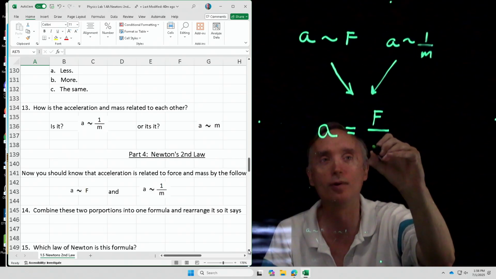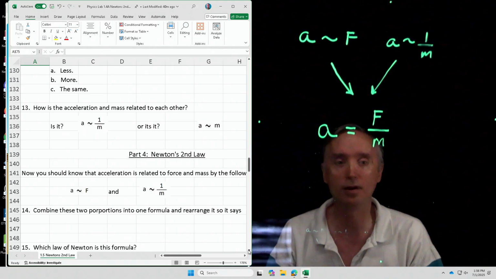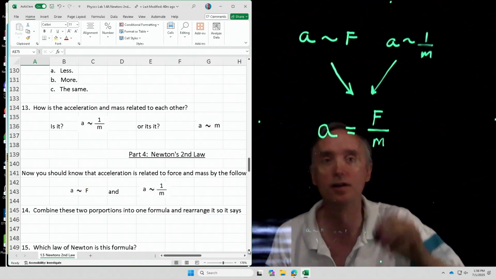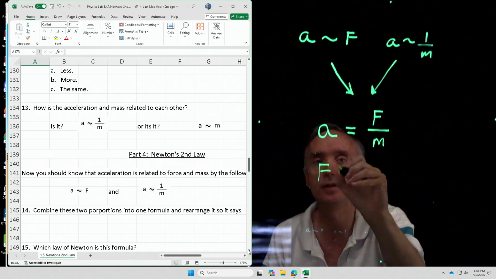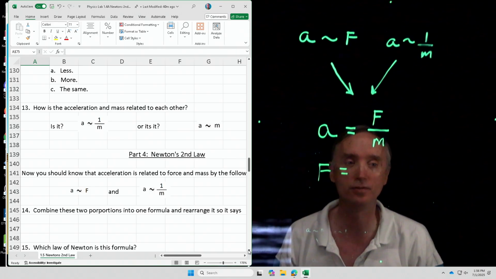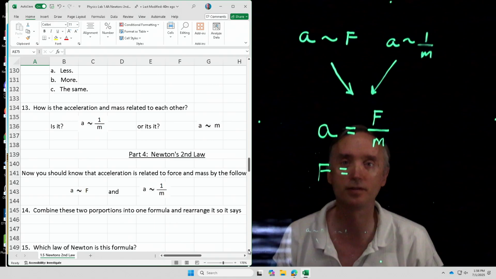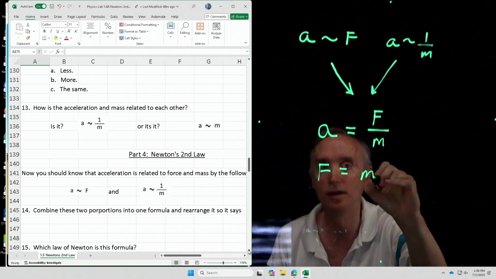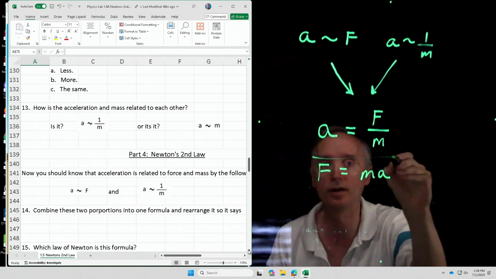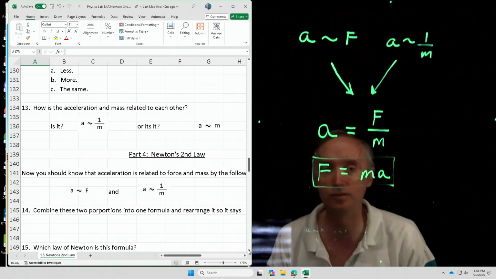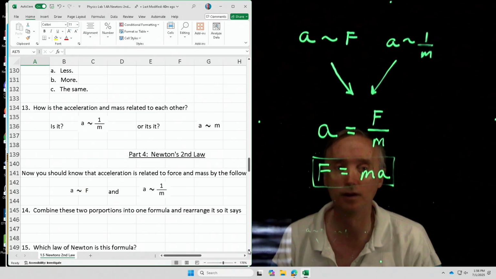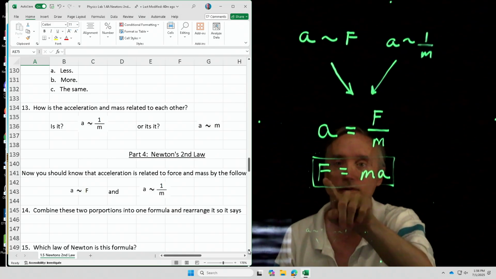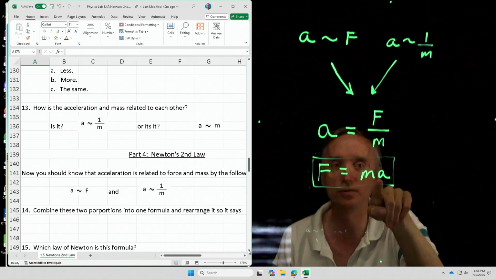Okay. Now what we're going to do is let's rearrange that formula so that it says F equals something. So go ahead and do the algebra. It's not very difficult. So rearrange the formula, take the M over to the other side, and then we get that force is equal to ma. And then this thing right here is Newton's second law of motion. A force causes a mass to accelerate.